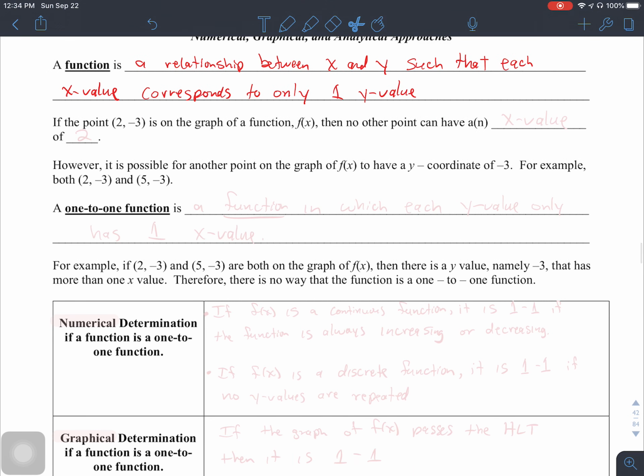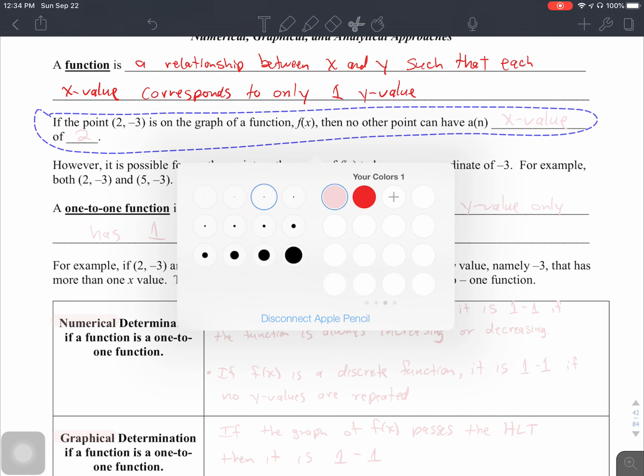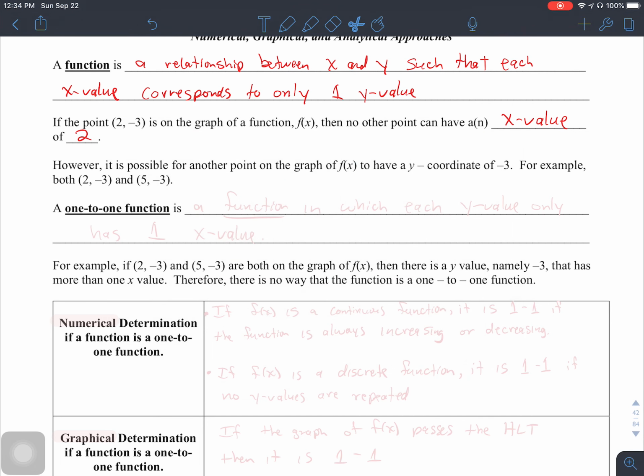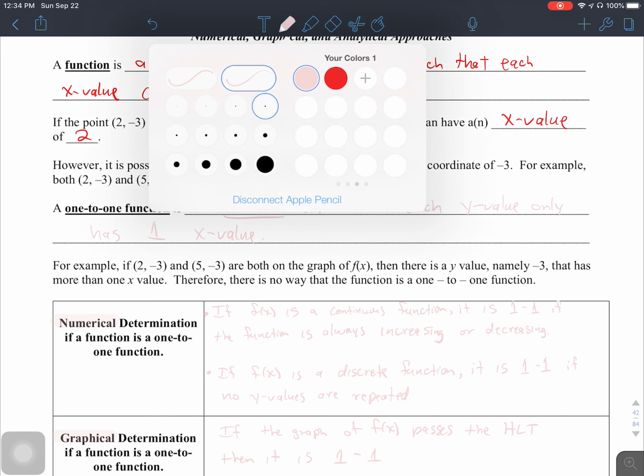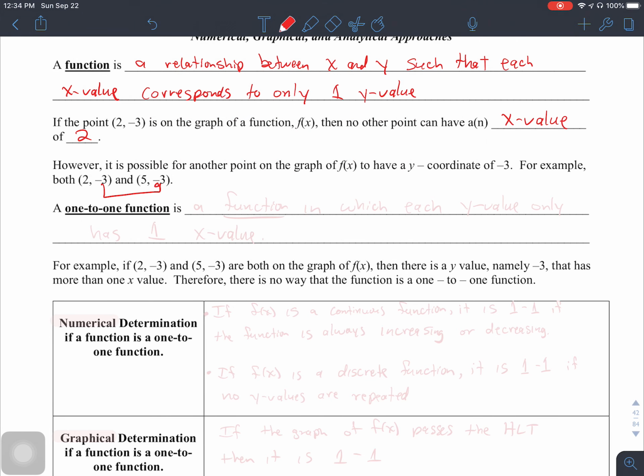If the point (2, -3) is on the graph of the function f of x, then no other point can have an x value of 2. However, it's possible for another point on the graph to have a y coordinate of -3, even though this y value has already been used. So that still is a function.